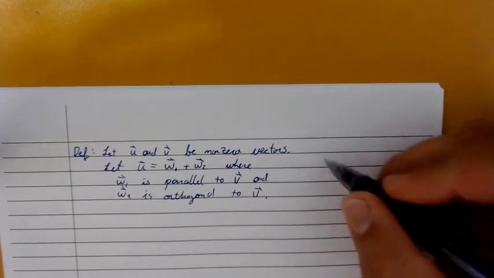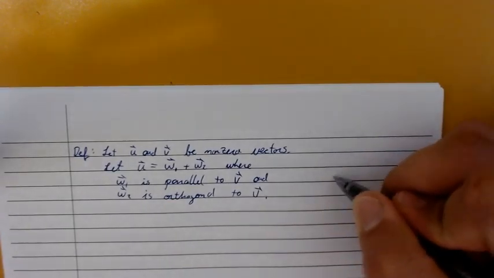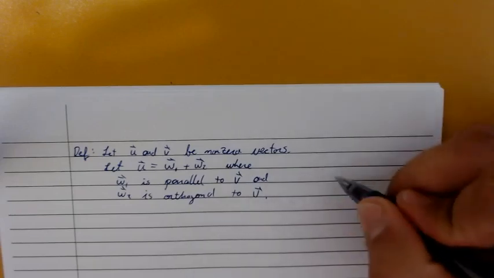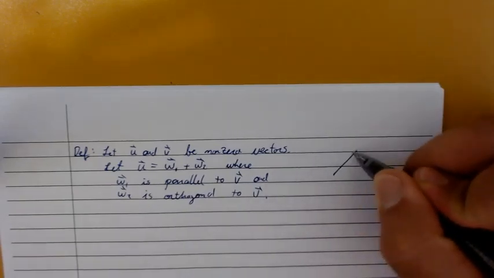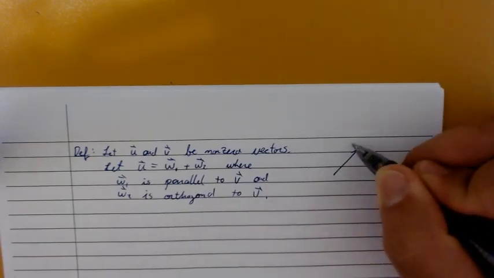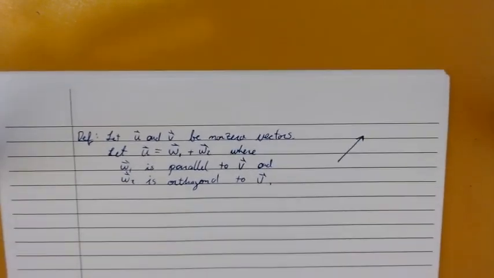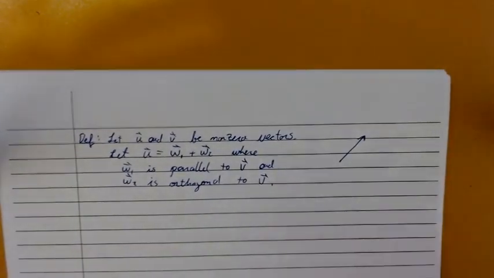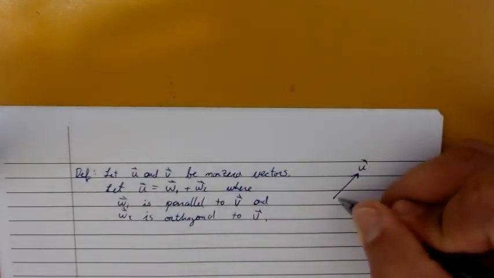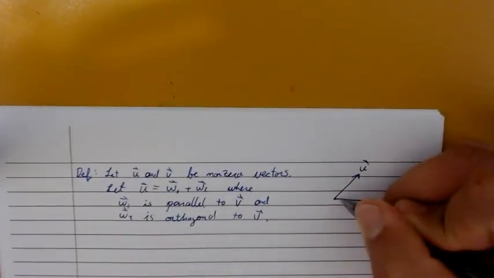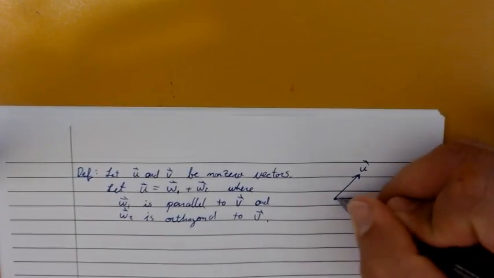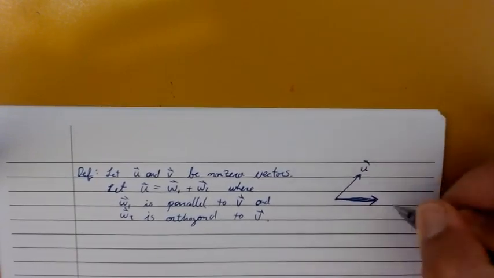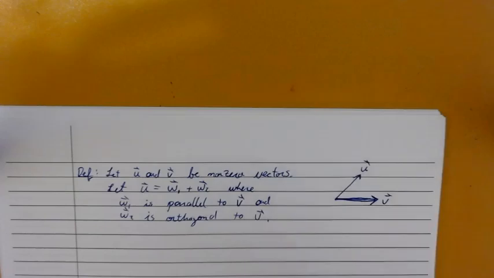Let's say we have a vector u and a vector v, and these are just arbitrary non-zero vectors. Any vector is fine as long as it's not a zero vector. So I'll call this one u, and I'll call this one v. And v doesn't have to be horizontal like this. It's just, for the sake of illustration, easier for me if I draw it this way.